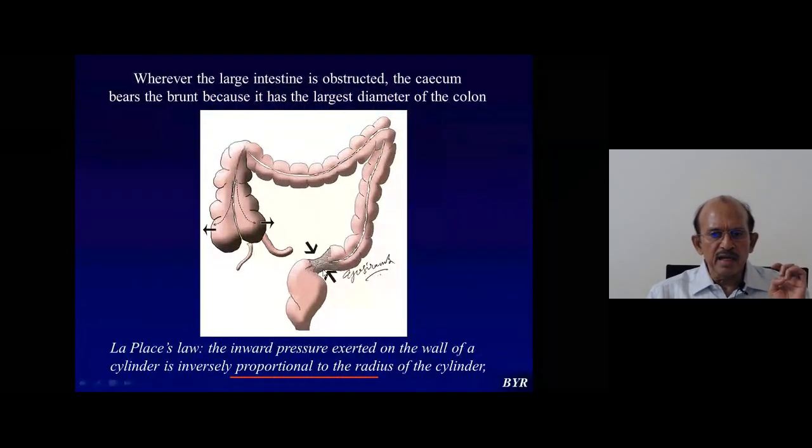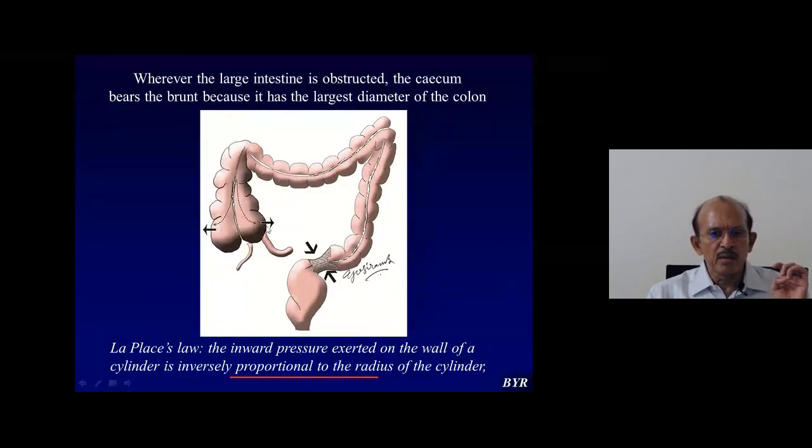Even if the stricture is in the sigmoid colon, the cecum distends enormously. Why so? One of your colleagues asked this question when I was talking to you in the previous classes. Why does the cecum distend? Why not the other parts of the intestine? The reason is the cecum is the largest part of the colon. Largest means its diameter is larger than any other part of the colon.